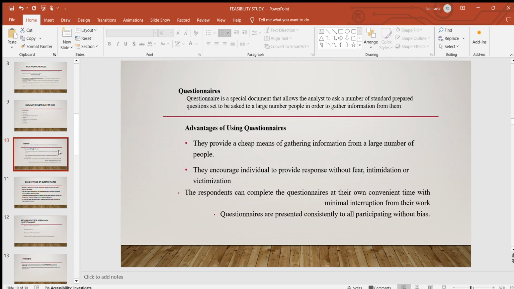Then also the respondents can complete the questionnaires at their own convenient time with minimal interruption from their work. Then lastly, questionnaires are presented consistently to all participants without any bias.